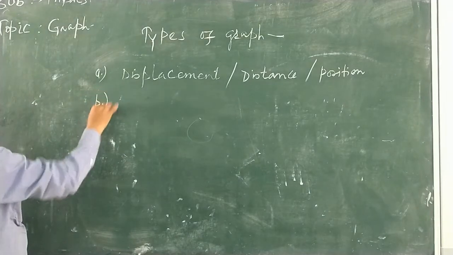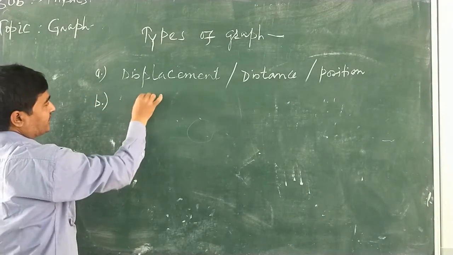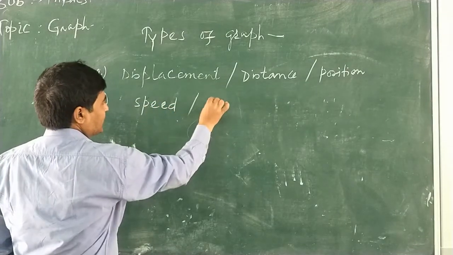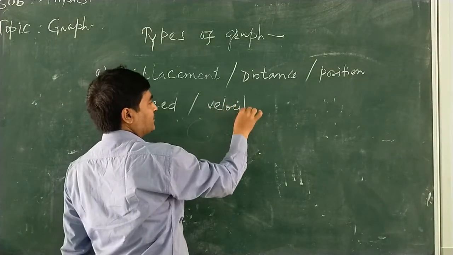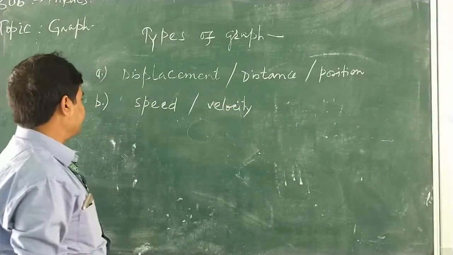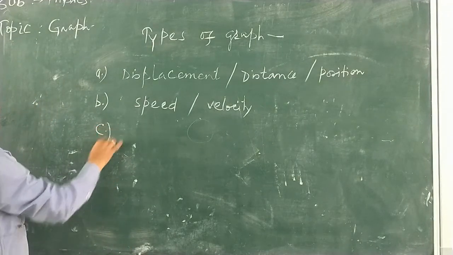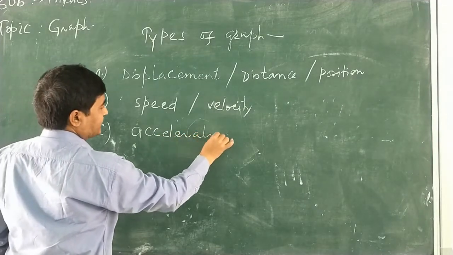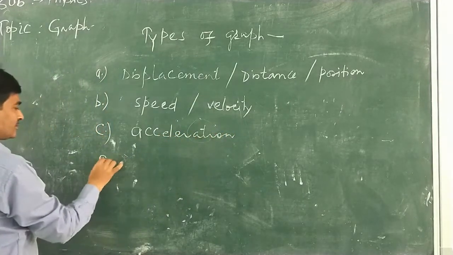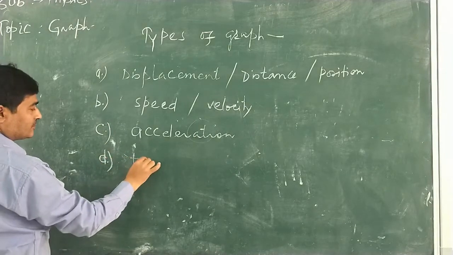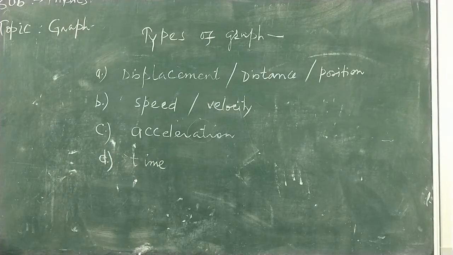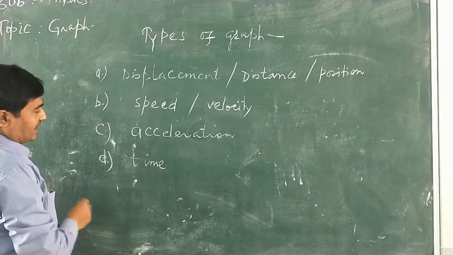The second physical quantity, speed or velocity. Speed or velocity, like displacement and distance, is the same graphically or mathematically. Acceleration and time. These are the terms used in motion. We know the relation on graph.